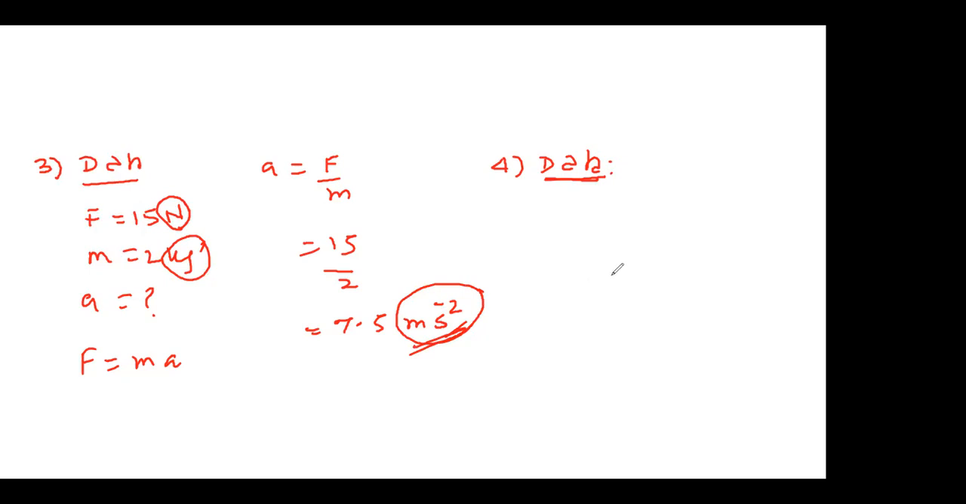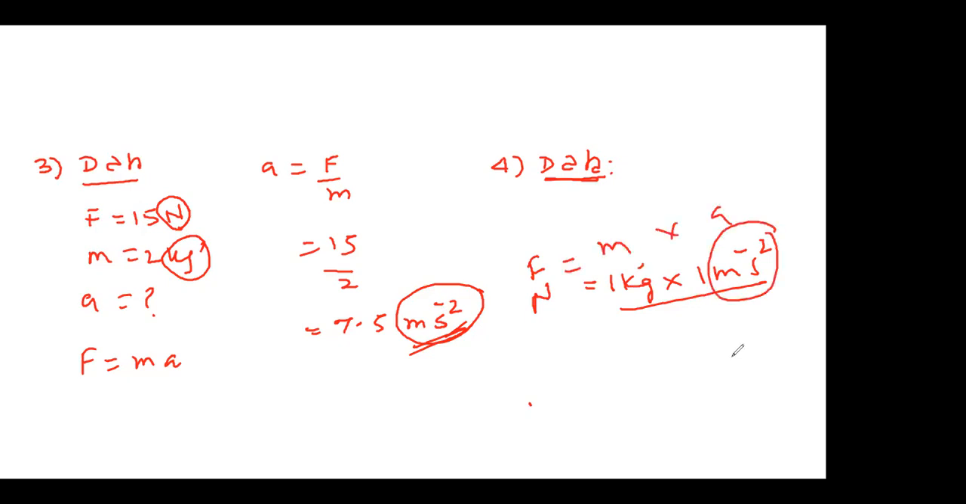1 Newton means 1 kg into 1 meter per second square. This whole thing is called Newton. So when force is in Newton and mass is in kg, then acceleration is in meter per second square. Clear? Yes, sir. Thank you.